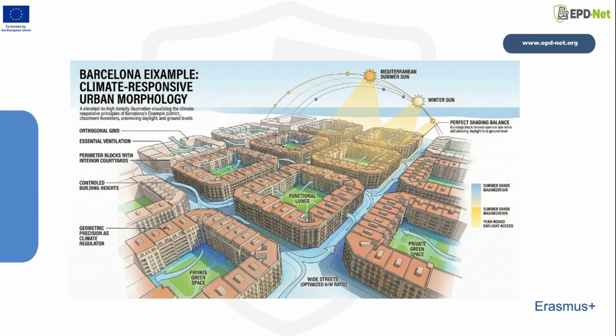Furthermore, Barcelona's planners utilized controlled building heights and wide streets to maintain an optimized height-to-width ratio. This careful calibration ensures a perfect shading balance, offering relief from the intense summer sun while still allowing daylight to reach the street level. In our example, density is not an obstacle to comfort. Instead, the geometric precision of the urban fabric serves as a natural climate regulator, proving that smart design can make high-density living both sustainable and highly livable.